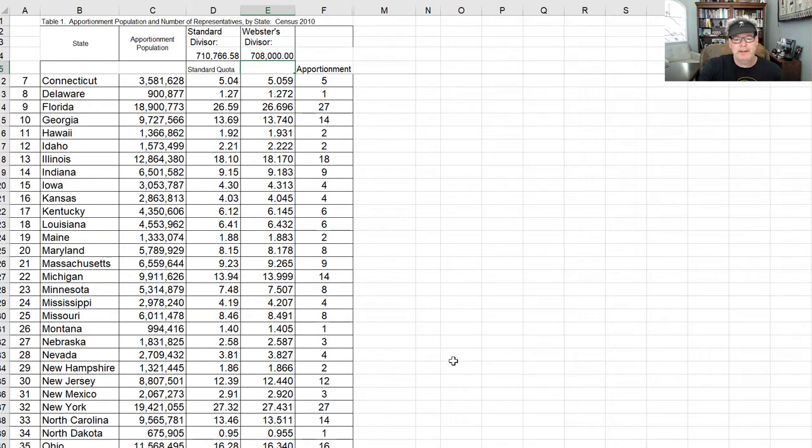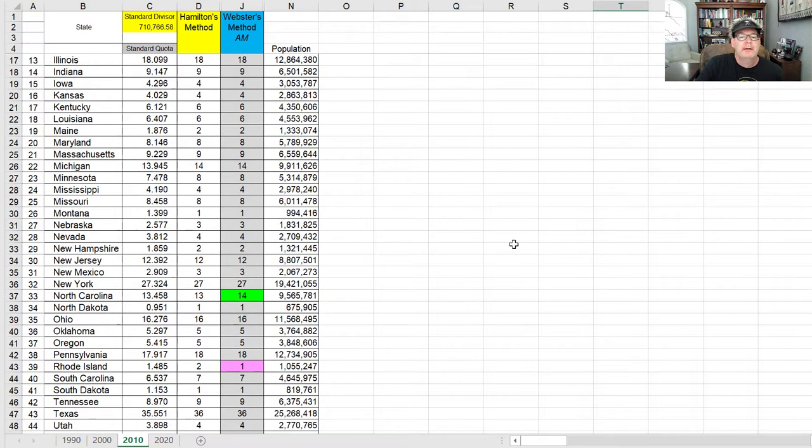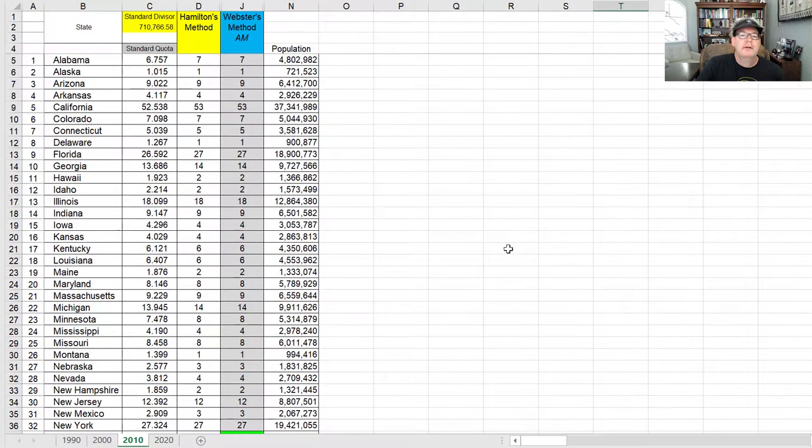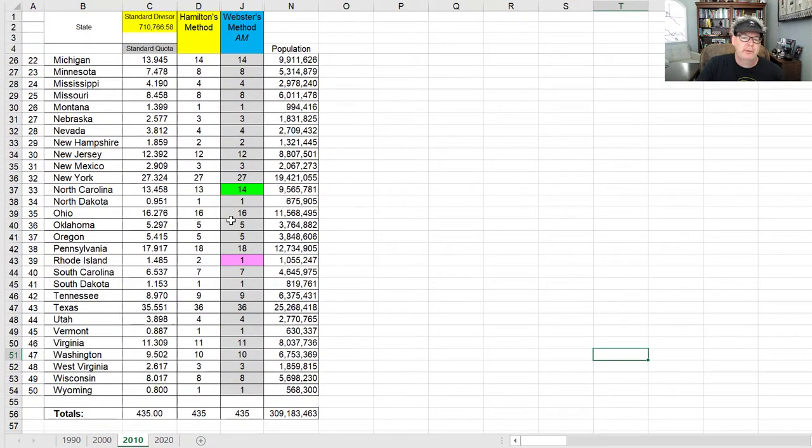And what's basically going to happen is, if you're dividing by a smaller number, bigger states will be better off. So if I look at the comparison for 2010, Webster and Hamilton agree, except with Hamilton, Rhode Island would have gotten a seat and not North Carolina. But with Webster, North Carolina got the seat and not Rhode Island.